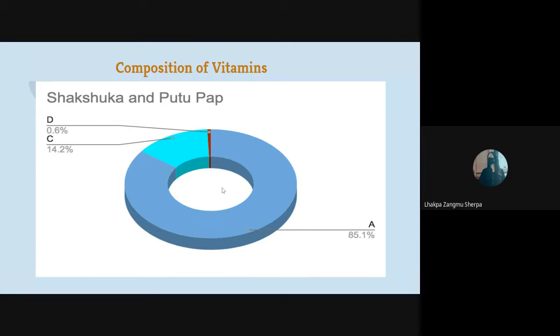Shakshuka and puttu puff contain vitamins A, D and C, of which vitamin A is found in the maximum amount in the shakshuka and puttu puff.